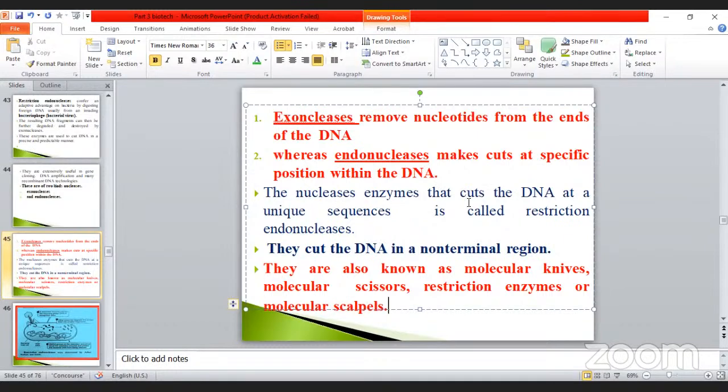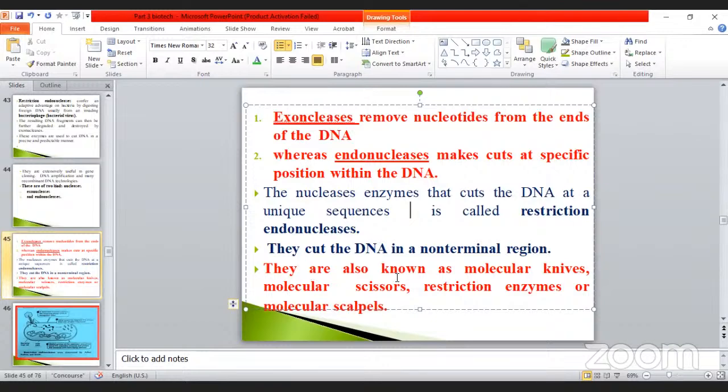The nuclease enzyme that cuts the DNA at a unique sequence is called a restriction endonuclease. Unique sequence, that is very, very important. That's why it is called restriction: there is a specific restriction. It will not cut any position or any sequence. That is the reason they cut the DNA in the non-terminal region only.